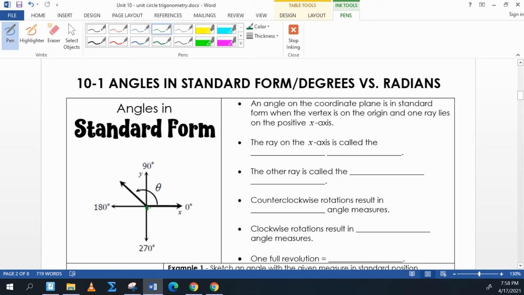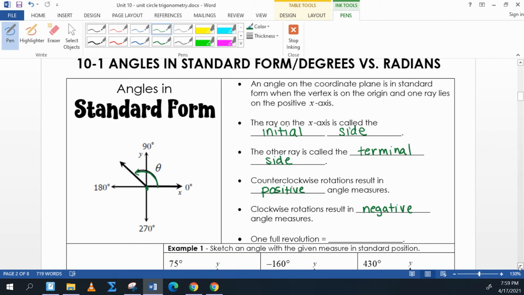That ray where we start is called the initial side. Initial just means the beginning, so we're going to start right here at the beginning. The other ray where we end, we call the terminal side. So: initial side and terminal side. And when we measure angles, we're always going to go counterclockwise to get a positive angle measure. Clockwise gives us a negative angle measure.